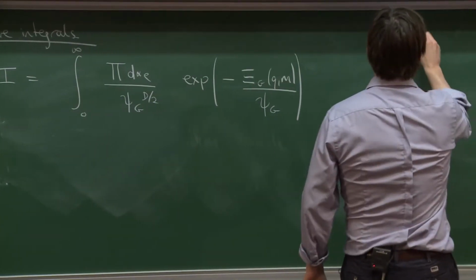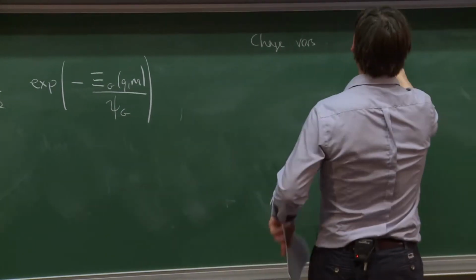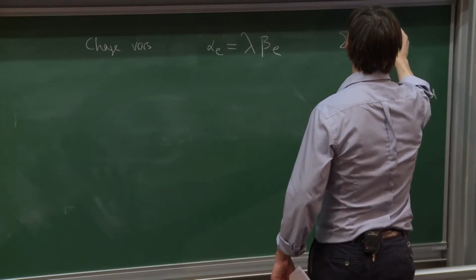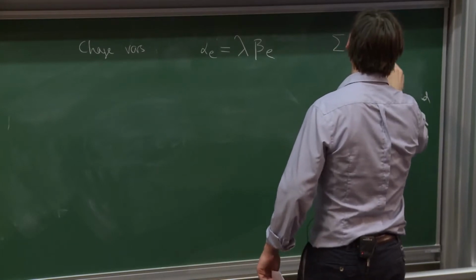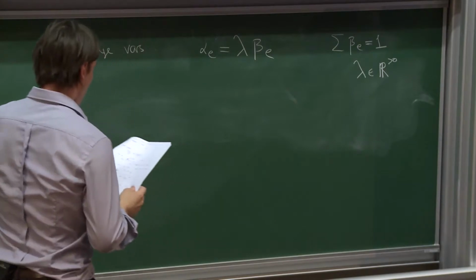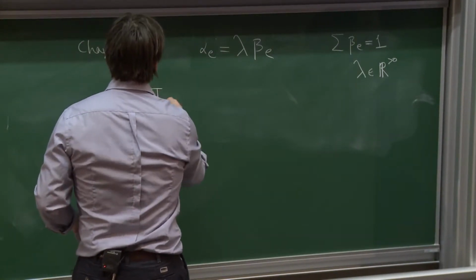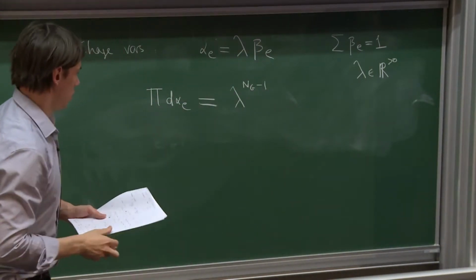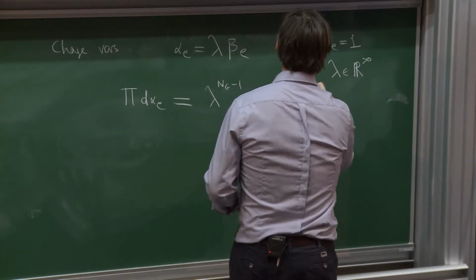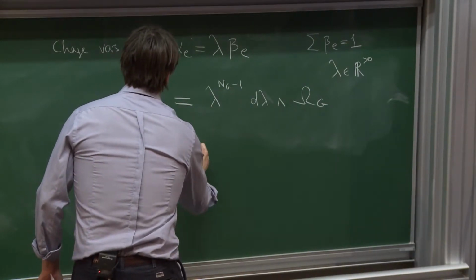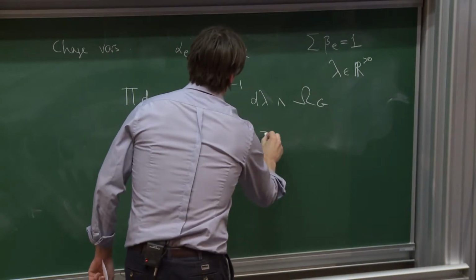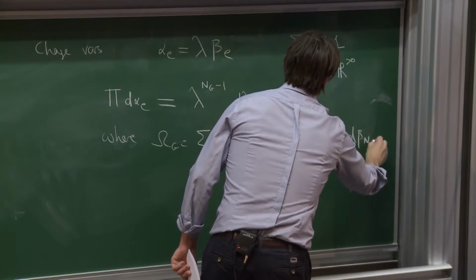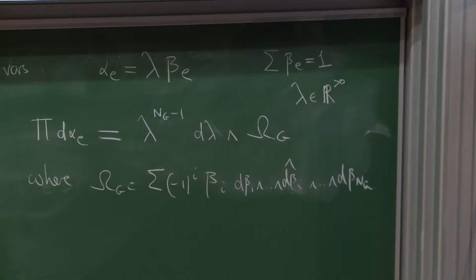And now change variables. Write alpha_e equals lambda beta_e, where the sum of the beta_e's equals 1. Lambda is a positive real number. And then this differential form, product d alpha_e, can be written as lambda to the power N_G minus 1, recall that N_G is the number of internal edges, d lambda wedge omega_G, where omega_G equals the sum of minus 1 to the i. Okay, so that's a simple manipulation.